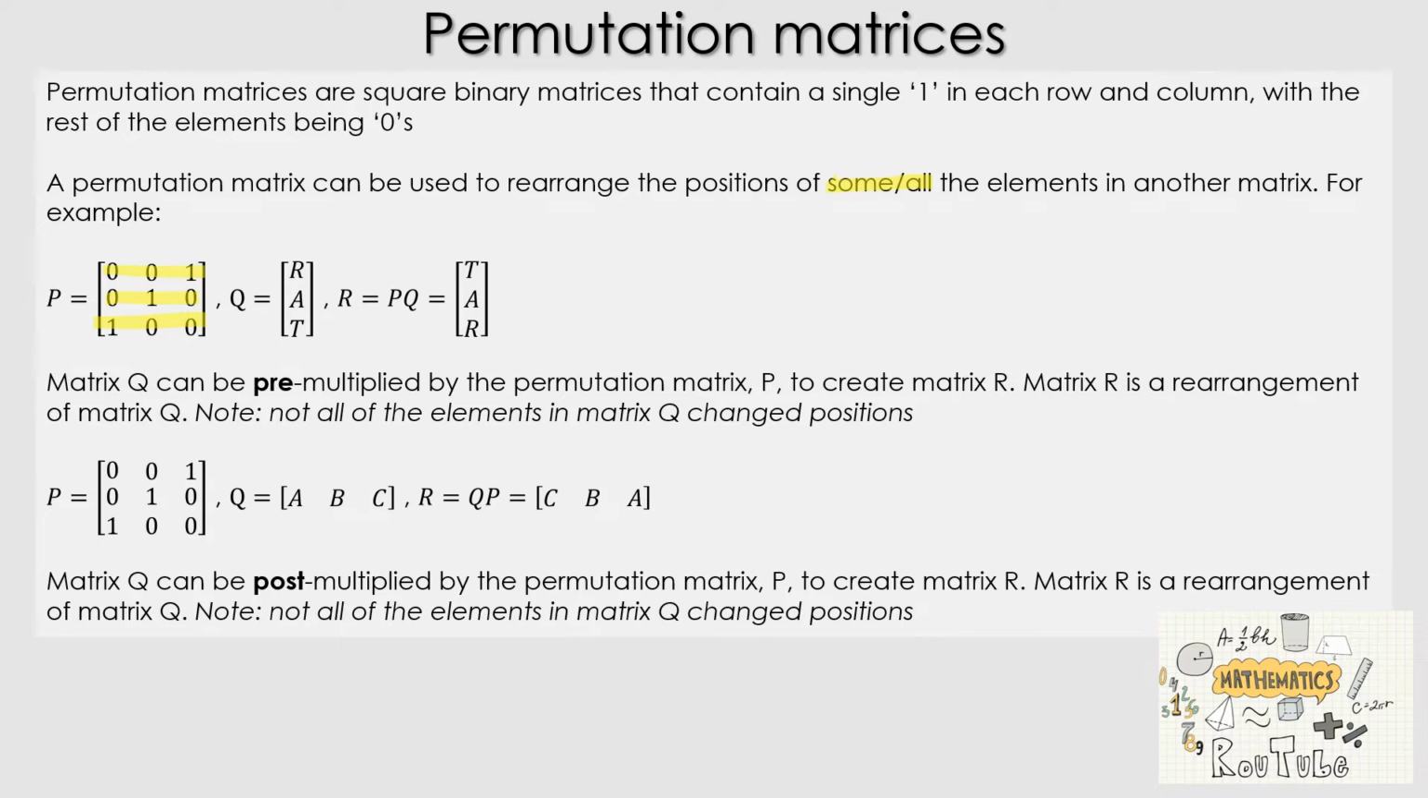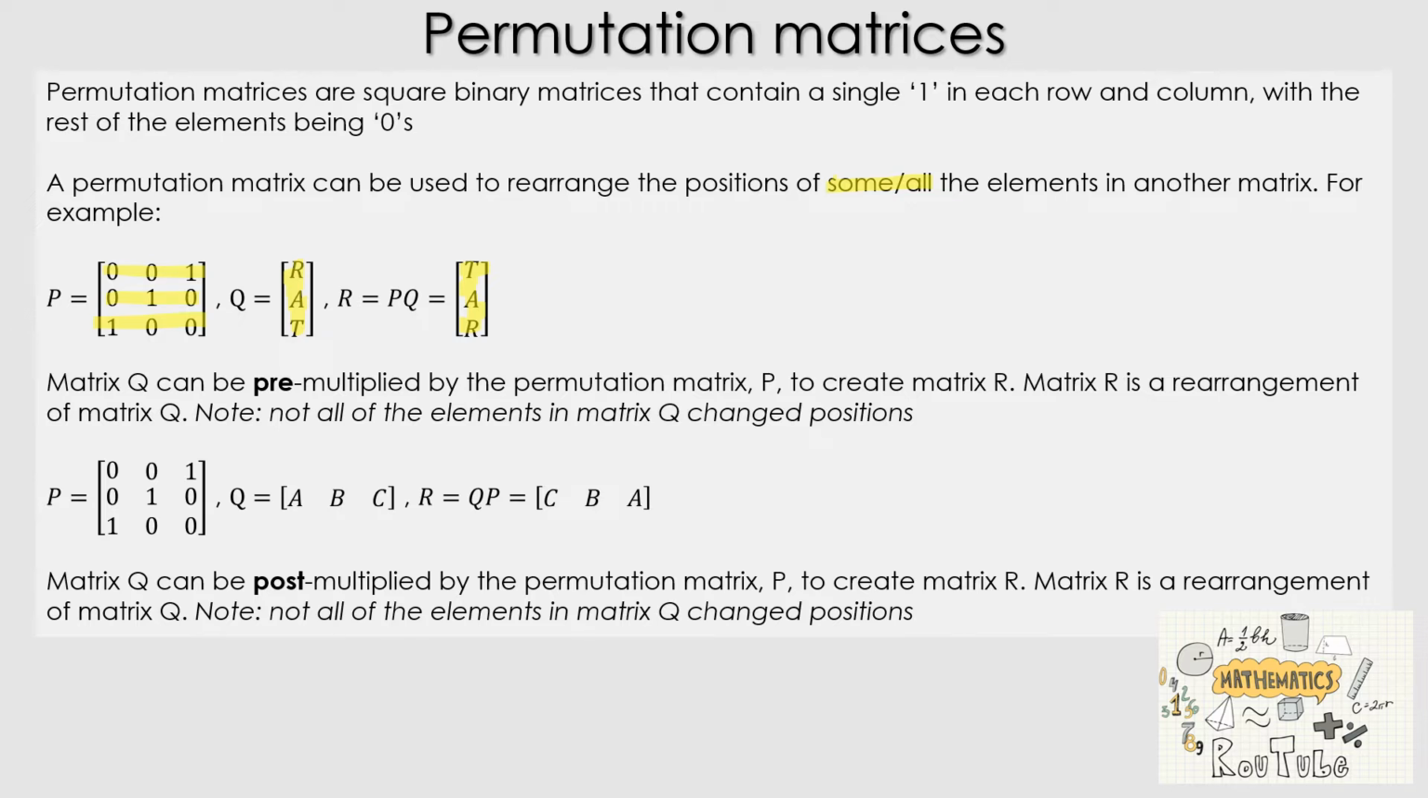Next, we've got matrix Q, which is a column matrix because it only contains one column. And then we have the answer matrix here, which is matrix R. So clearly we can see matrix R is still a column matrix and it's got the same elements. The only difference between matrix Q and matrix R is that two of the elements have changed positions. So the R's gone where the T is and the T's gone where the R is, but the A's stayed the same.